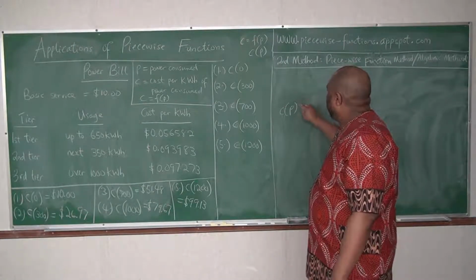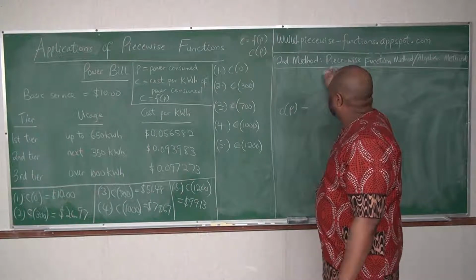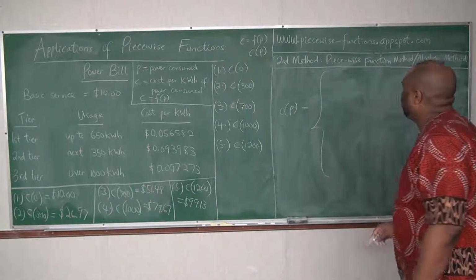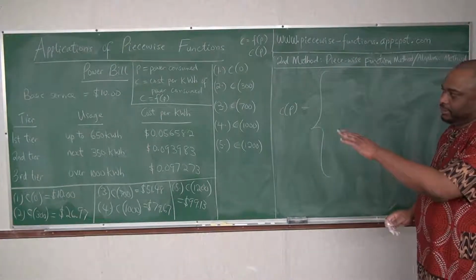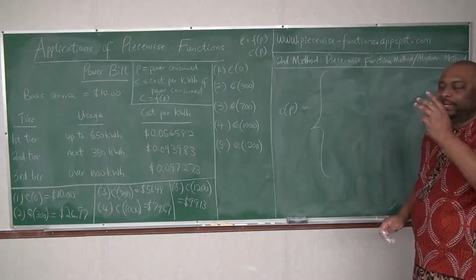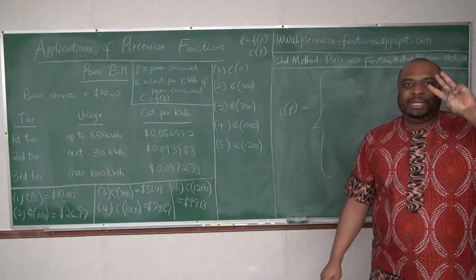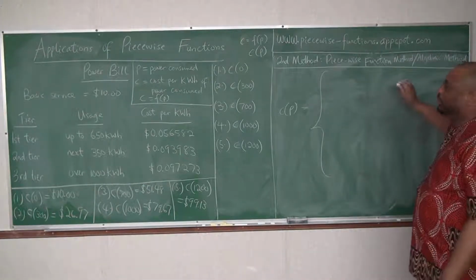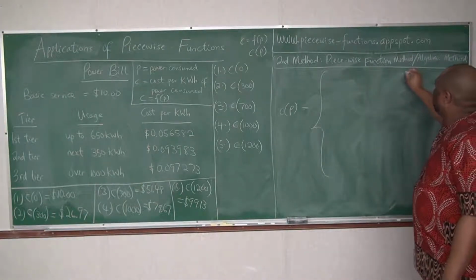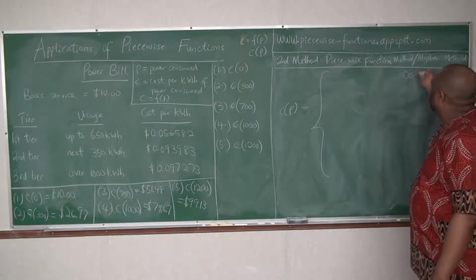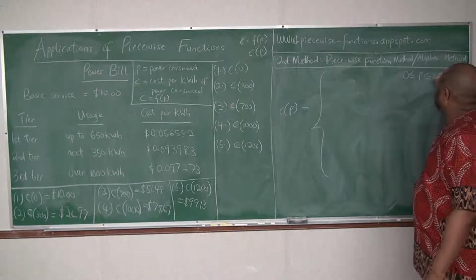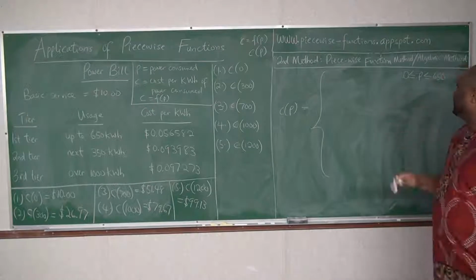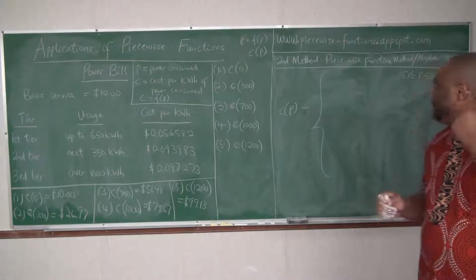Let's just write for the first one. Now this is 3 pieces. It's 3 pieces. Okay. Now let's write the domain for the first one. This will be 0 less than or equal to P less than or equal to 650. That is the domain for the first one.